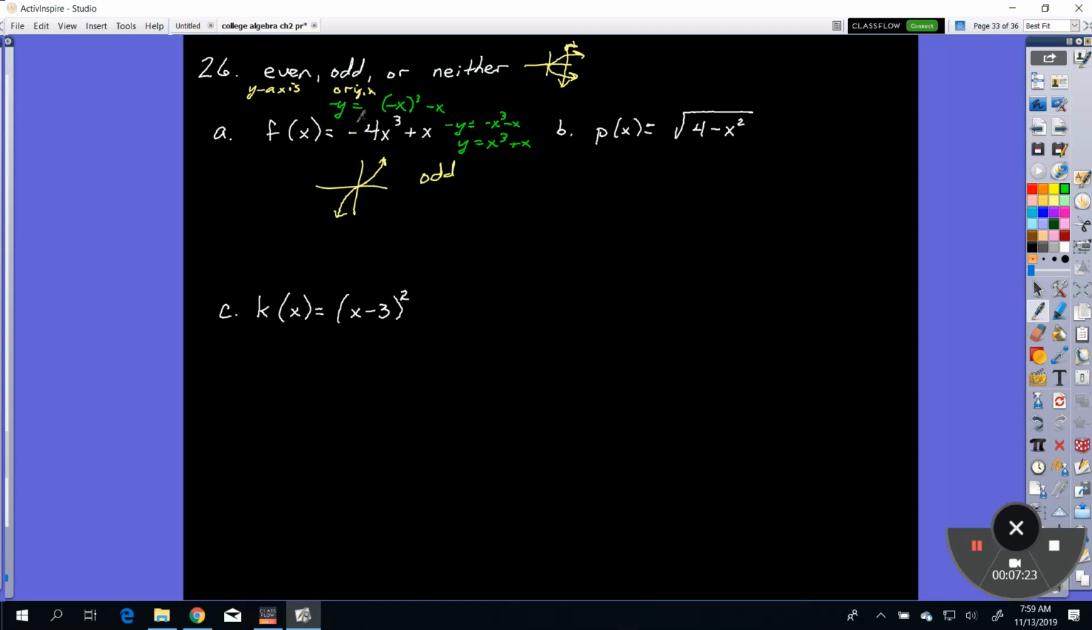Oh, I forgot to put the -4 out here. So that makes that positive 4, because a negative times a negative makes a positive. And then that would make this, when I multiply everything by a negative, negative. So that brings us back to our original problem.